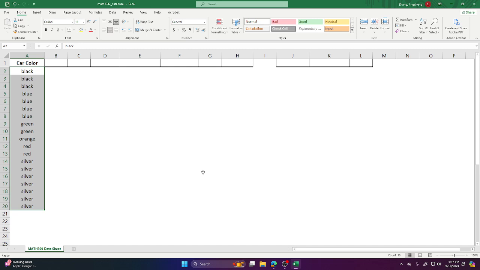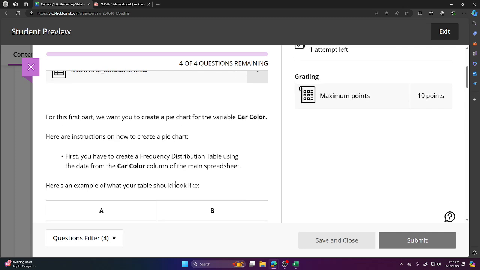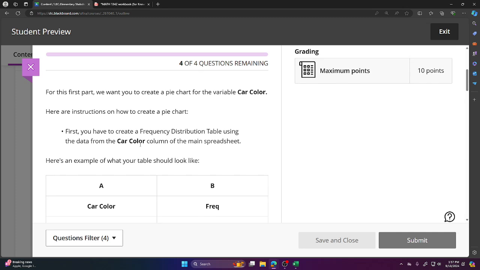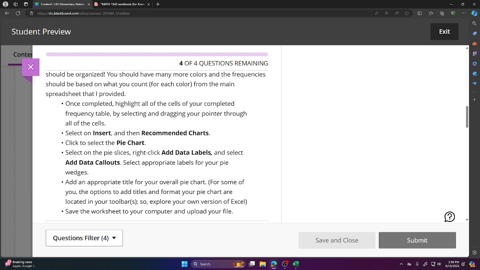I want to go back and read directions just in case, and I want to make sure that I'm not going totally off the rails here. So it says, first, just find out how many. It didn't say how to do that. It just said do it. Once completed, then you can do all this pie chart stuff. Okie dokie, that's fine. So let's go back and do that.